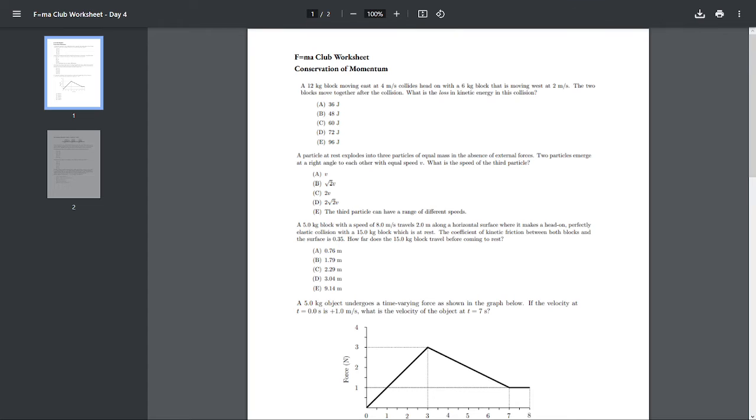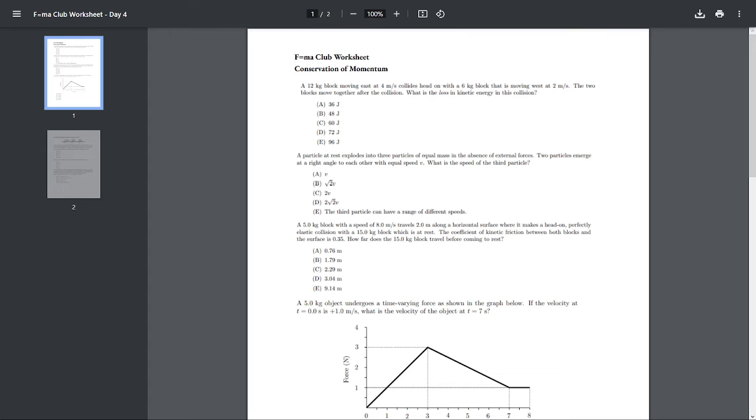Okay. So our next problem is a particle at rest explodes into 3 particles. This one takes a little bit more time to understand, but once you got it, you got it. So a particle at rest explodes into 3 particles of equal mass, absent of external forces. The parts that say at rest and absent of external forces are going to be very important. So 2 particles emerge at a right angle to each other at an equal speed v. What is the speed of the 3rd particle?